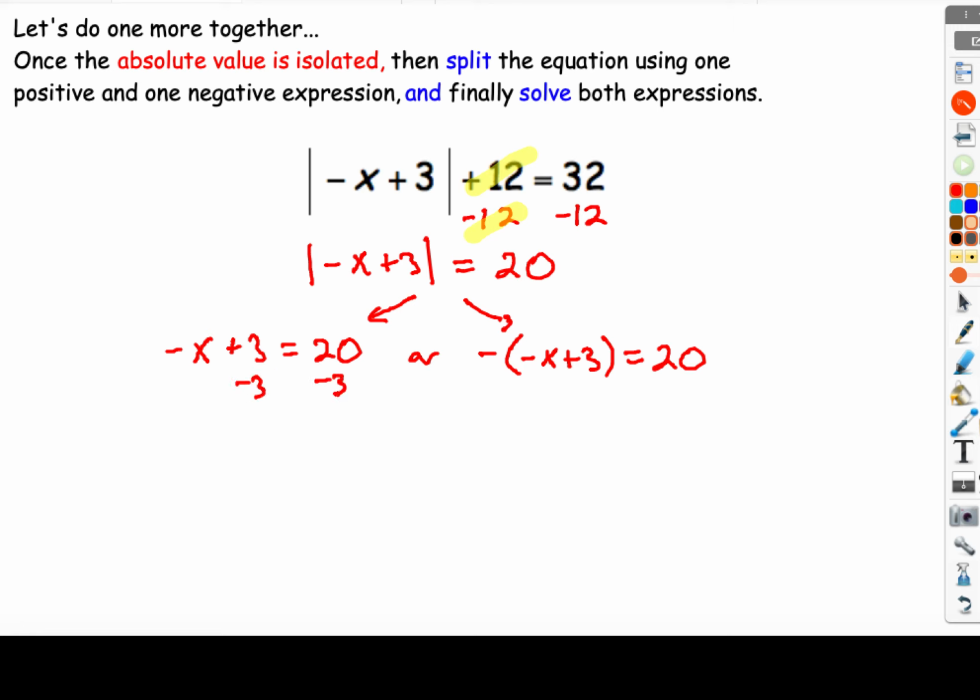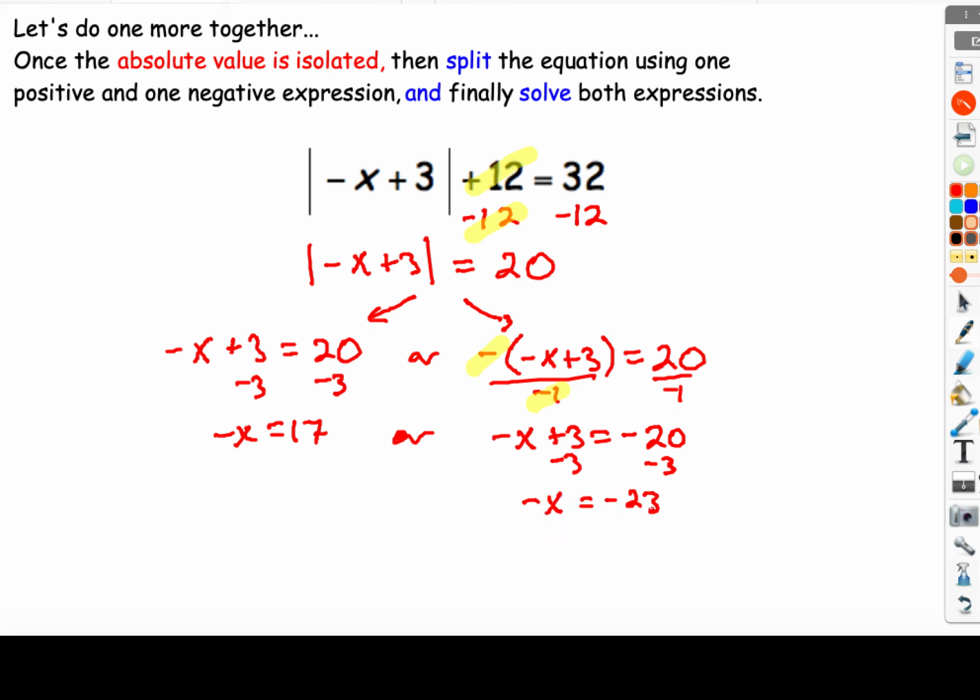Now let's continue to solve. We're going to subtract 3 on both sides. Negative x equals 17, or now you kind of have an option. You can distribute this negative 1 in front to each part, or what I tend to do is just divide that negative 1 over to the other side. So we're going to cancel this negative 1 with the negative 1 out in front. So don't lose your negative inside. Still negative x plus 3 is going to be 20 divided by negative 1, which is negative 20. In that case, we can subtract the 3 in this problem, and negative x will equal negative 23.